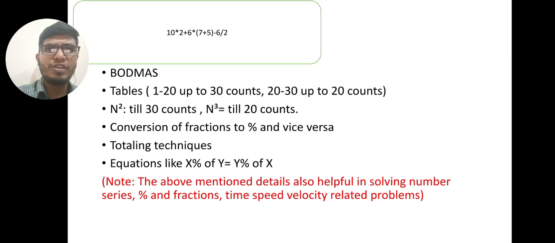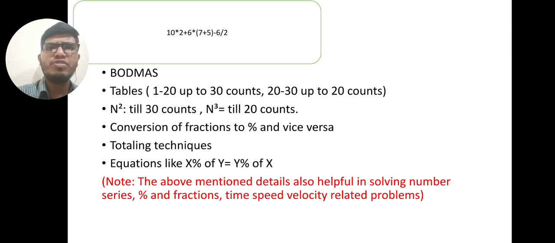Then you go for the multiplication, it is 10 into 2 and 6 into 12. Then you go for the addition, that is 10 into 2 will be 20 plus 6 into 12 will be how much? 72. Correct. Then at the end you have to go for the subtraction, that is minus 3. So this is how you're going to calculate.